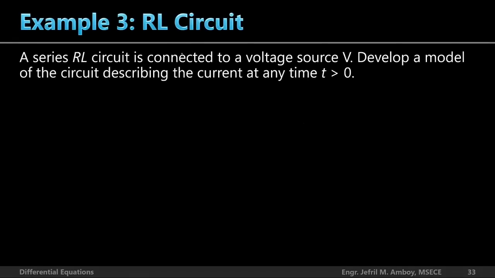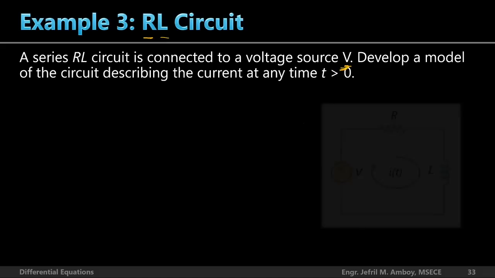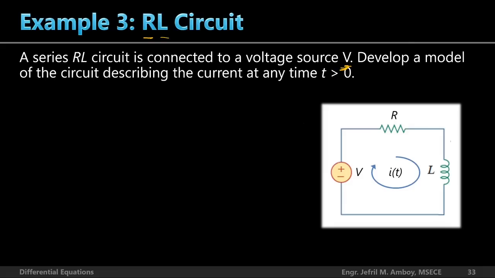Here, we have an RL circuit. What is an RL circuit? This is a circuit containing a resistor and an inductor. We have a series RL circuit connected to a voltage source, denoted by V. Develop a model of the circuit that describes the current at any time t greater than 0. Here is the illustration for the circuit. This is the voltage source represented by V, here we have the resistance R, and here we have the inductor L. And of course, there is a current flowing through the circuit represented by the variable I.